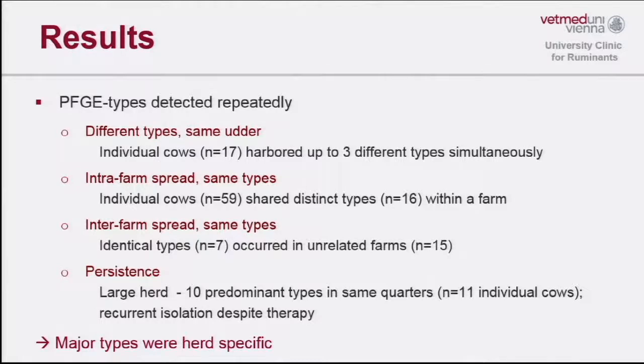At more detailed level, we detected different subtypes in different quarters of the same udder. We also found the same types both within and between farms. We named this intra- and inter-farm spread. These farms were not related in any way, for example, due to animal movements or mixed pasture. And mainly in the large herd, we found 10 types predominating. This means they could recurrently be isolated from the same quarter within the 3 study weeks on mastitis days 0, 14, and 21, and this despite treatment. Basically, all these major types were herd-specific.